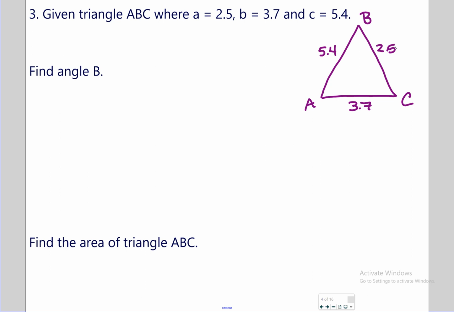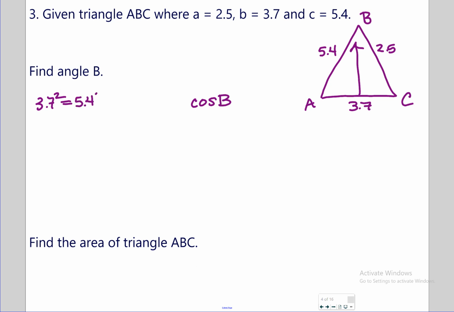Find angle B. So B and 3.7 are my one opposite pair, 2 additional known side lengths. When you use the law of cosines, your opposite pair should be on the extreme ends of your formula. So the B's are going to be on the far end. The side is always on the left. The angle is always with your cosine. The other two sides, it doesn't matter which one's which, that's the a and the b.